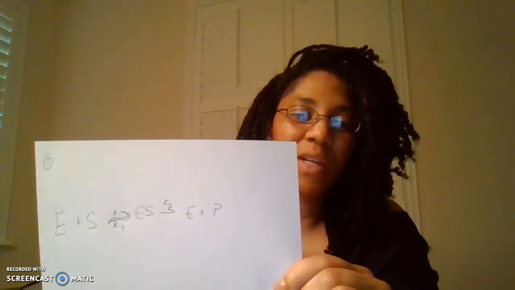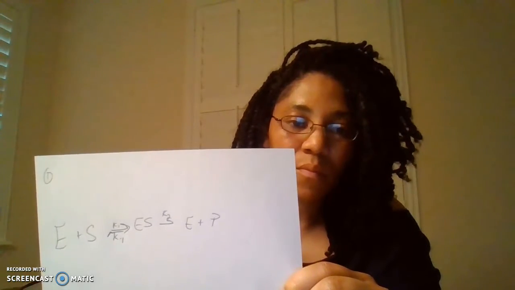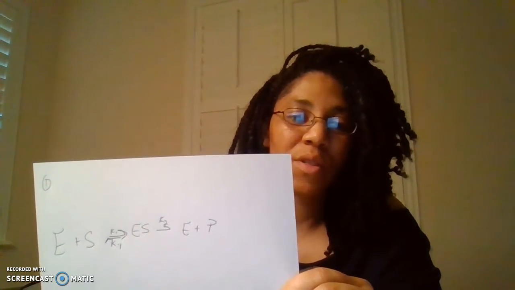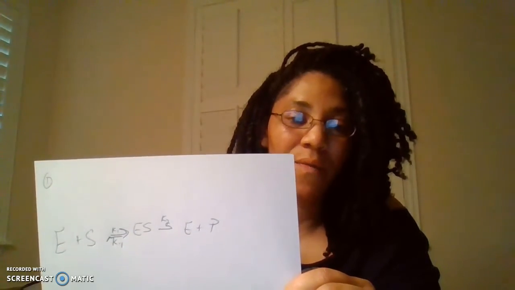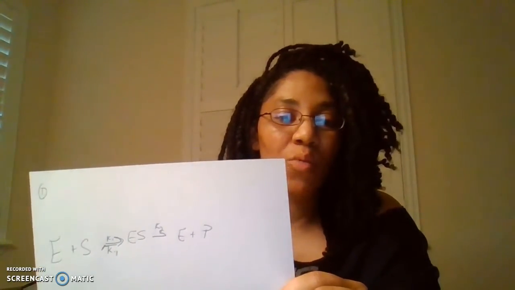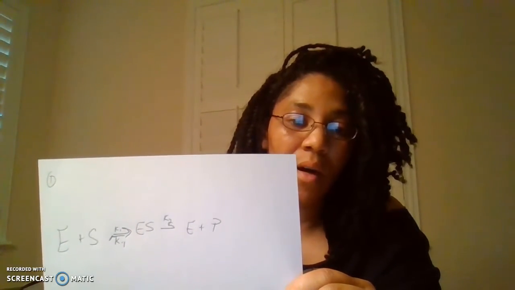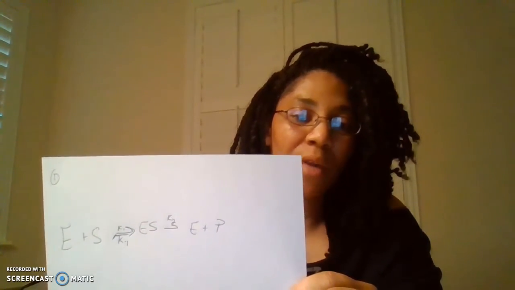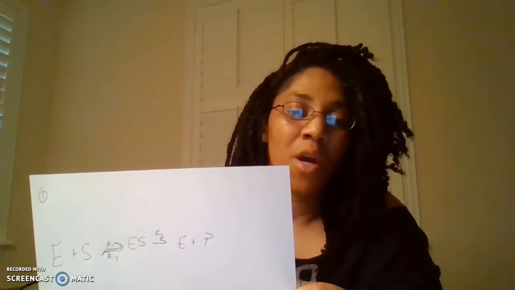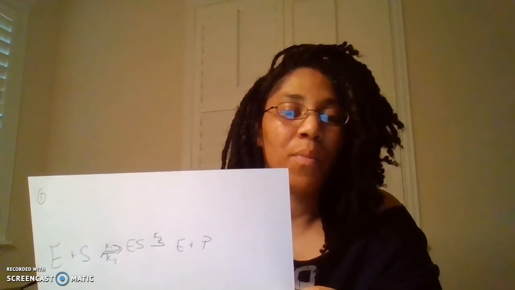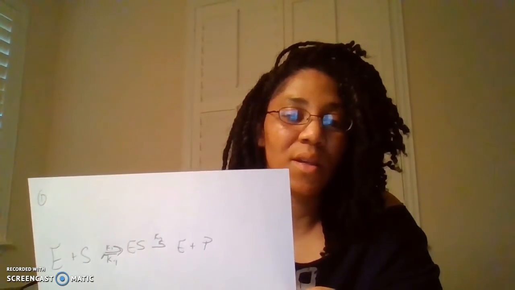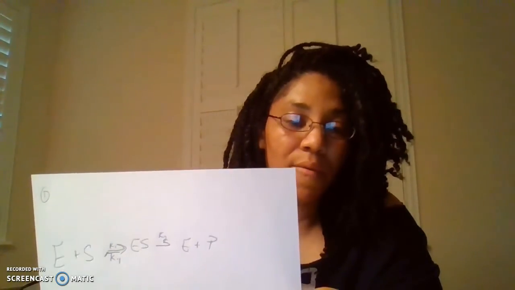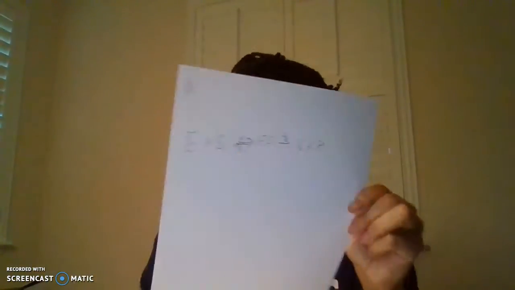So basically, you have the enzyme plus the substrate. So if you go forward, you have K1, which goes to the enzyme substrate complex. Now, if you were to go in reverse, your constant would be K-1. Now, as you move forward, you have K2, when the enzyme substrate dissociates, and then you'll just have the enzyme, and then you'll have the product. So that's step one.